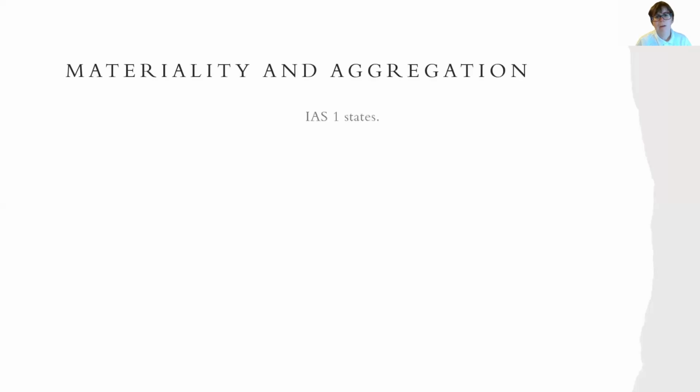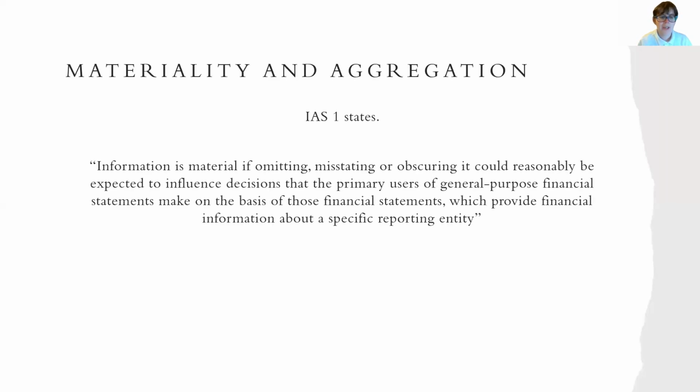Materiality and aggregation then. So IAS 1 states the following. Information is material if omitting, misstating, or obscuring it could reasonably be expected to influence the decisions that the primary users of general purpose financial statements make on the basis of those financial statements, which provide financial information about a specific reporting entity.